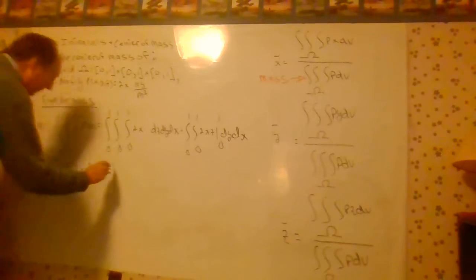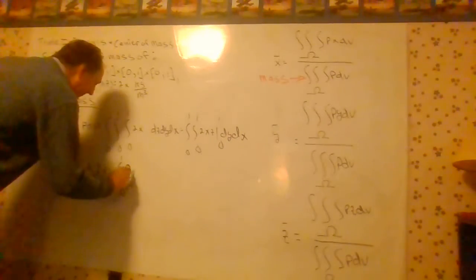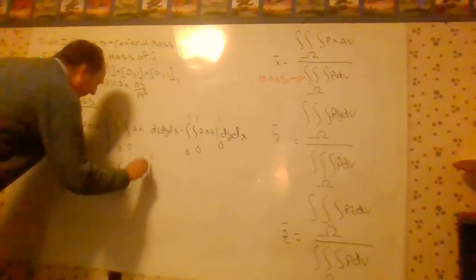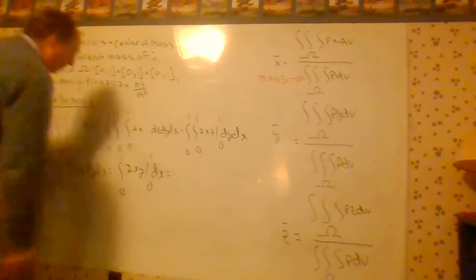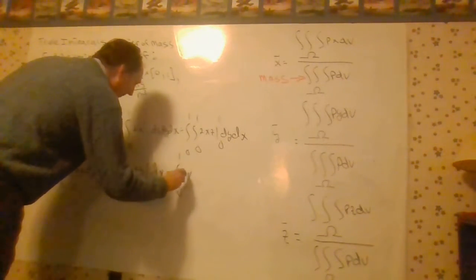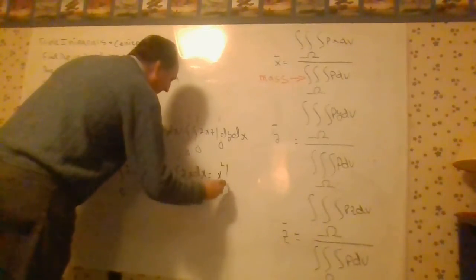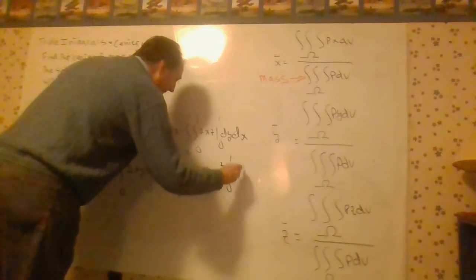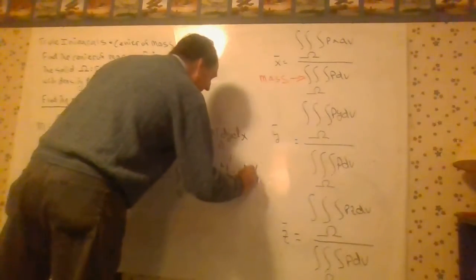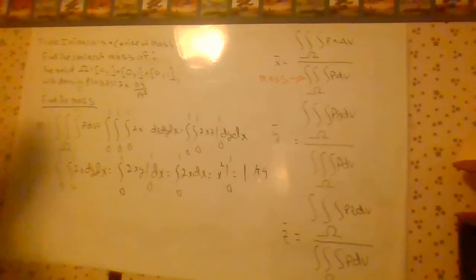We've done this integral before, but we'll do it for completeness. 2xy from 0 to 1 dx. And plug in 1, we get the integral 0 to 1 of 2x dx, which gives us x squared from 0 to 1, which is 1 kilogram. We have a mass of 1 kilogram. On the surface of the Earth, it weighs about 2.2 pounds.